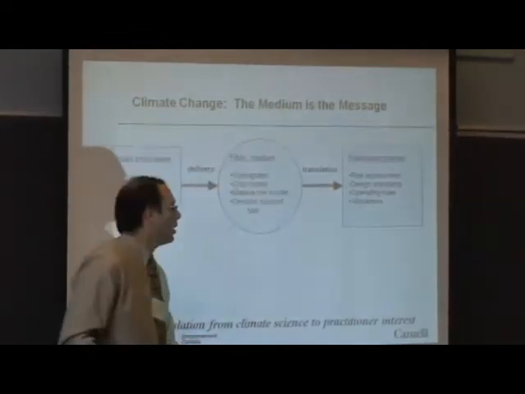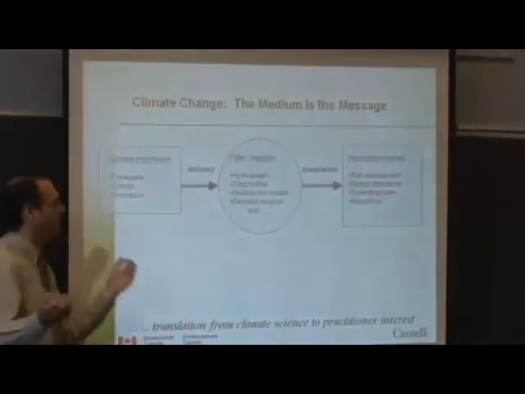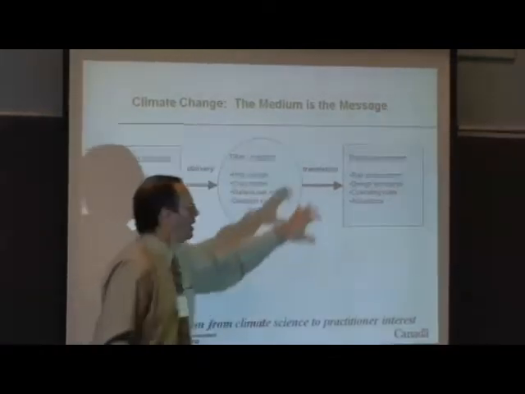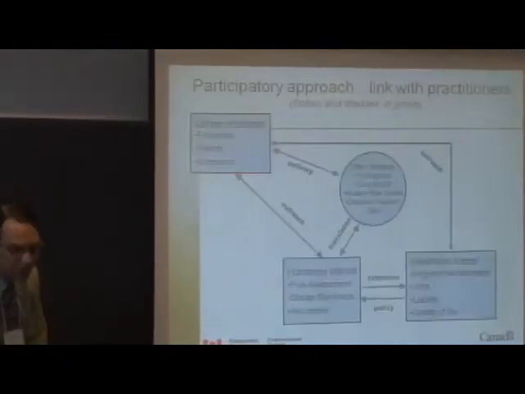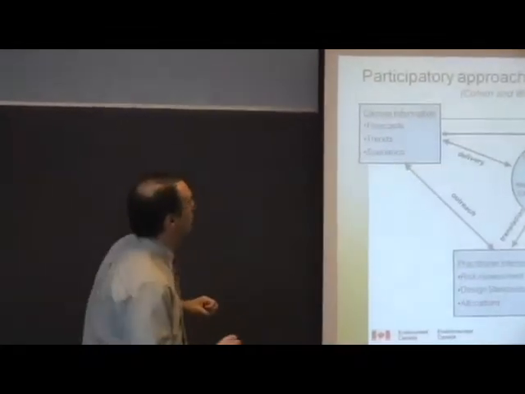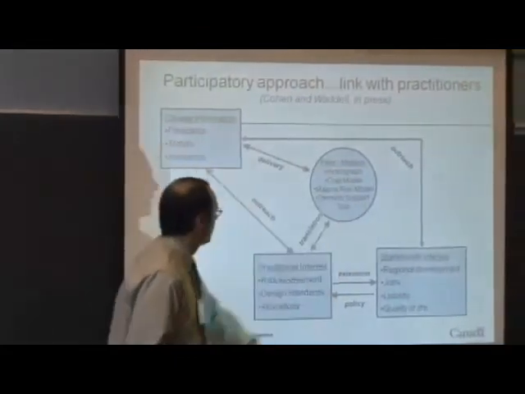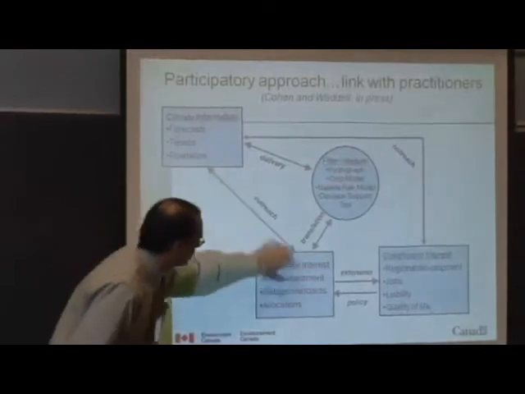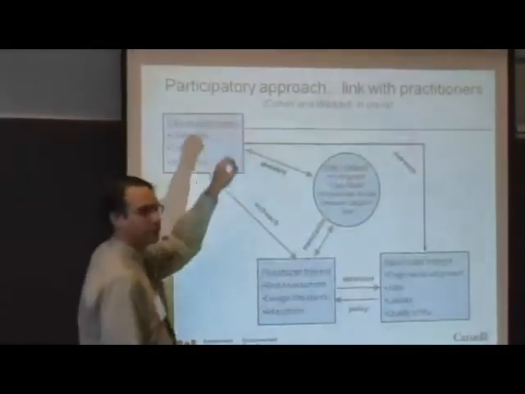And what they're looking for is information that helps them do specific things: risk assessment, design standards, operating rules, allocations. So there's a delivery process and there's a translation process. It's not outreach. It's a different kind of process. If you combine those two, you end up with a series of these kinds of information flows. Here's the flow between information and the filters, the flow between the filters and the practitioners, complemented by direct outreach between these two, as well as the outreach to the stakeholders.